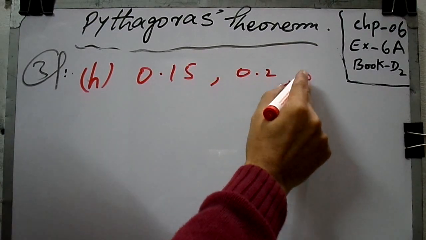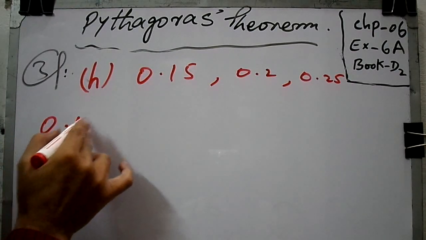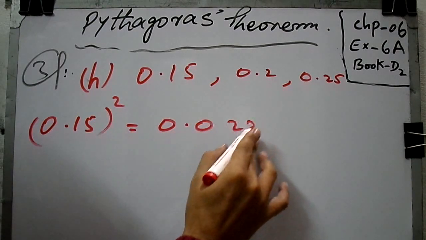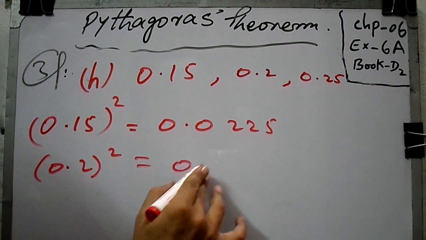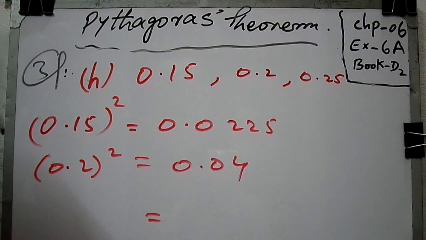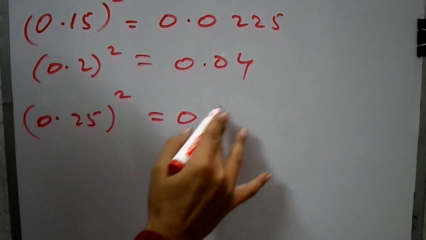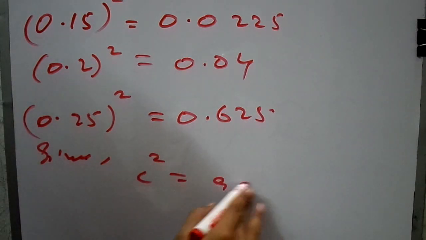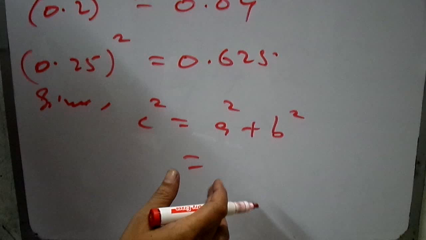0.2 and 0.25. So we have to find, that is 0.15. If you take the square of it, you will get 0.0225. The 0.2 whole square will give you 0.04, and the value of 0.25 square will give you 0.0625. Since by Pythagoras theorem c square is equal to a square plus b square, you have to put the values in such a way that left hand side is equal to right hand side. So we have come to this conclusion.